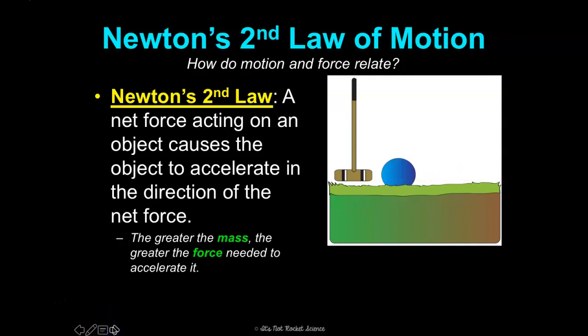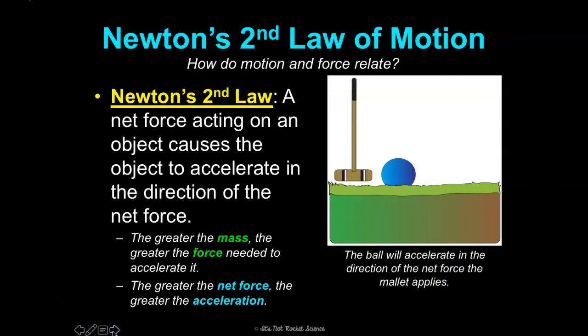The greater the mass, the greater the force needed to accelerate it. So the bigger that little croquet ball gets, the more force you need to get that ball to move across the ground. And the greater the net force, the greater the acceleration. And the harder you hit it, so the more force you put into that swing, this is just going to accelerate faster. And it will accelerate in the direction of the net force the mallet applies.